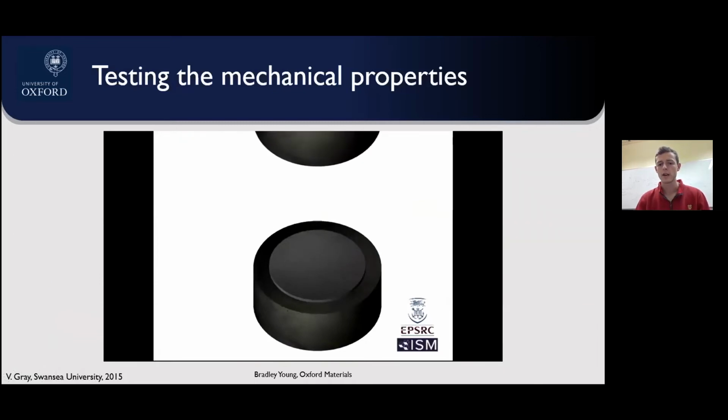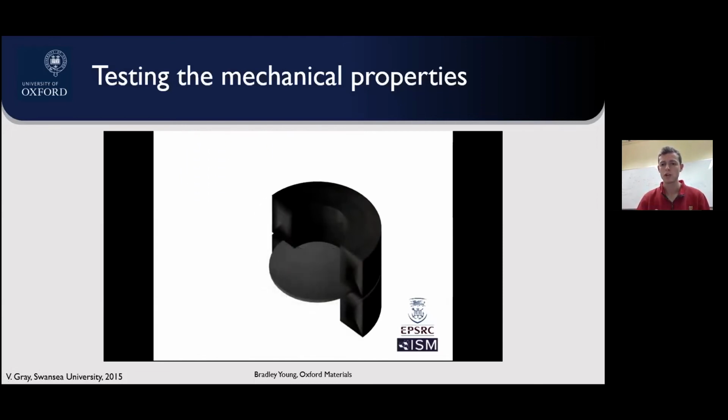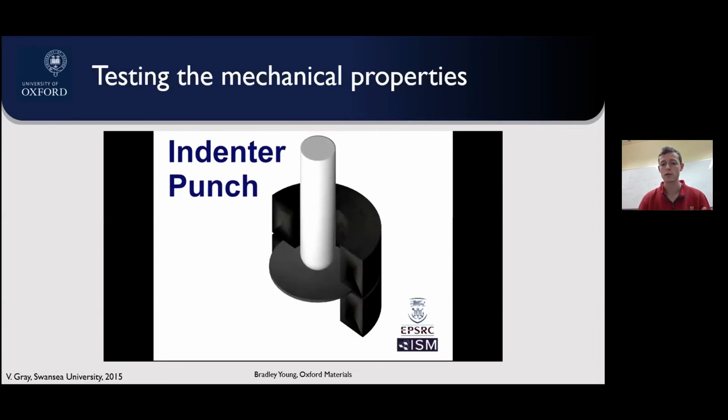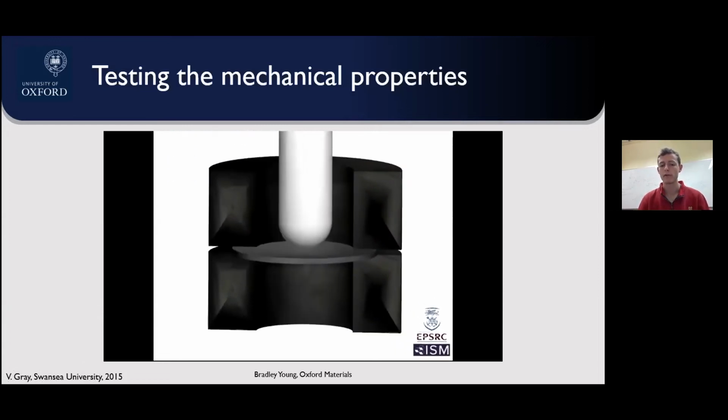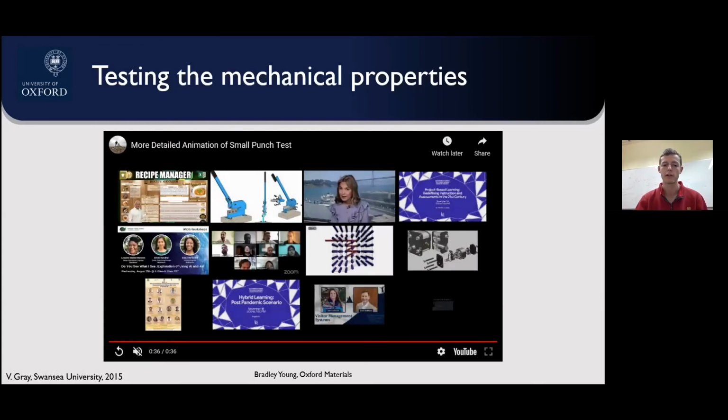We take a disc, we squash it between our two dies, and then we use a ram to apply a force to the disc. We can measure how much force we need, and we can measure how much the disc bends as well, and we can use that to determine how strong our material is, and therefore whether it will be strong enough to be used in a reactor and make the reactor safe, which is obviously really, really important for any type of nuclear engineering.